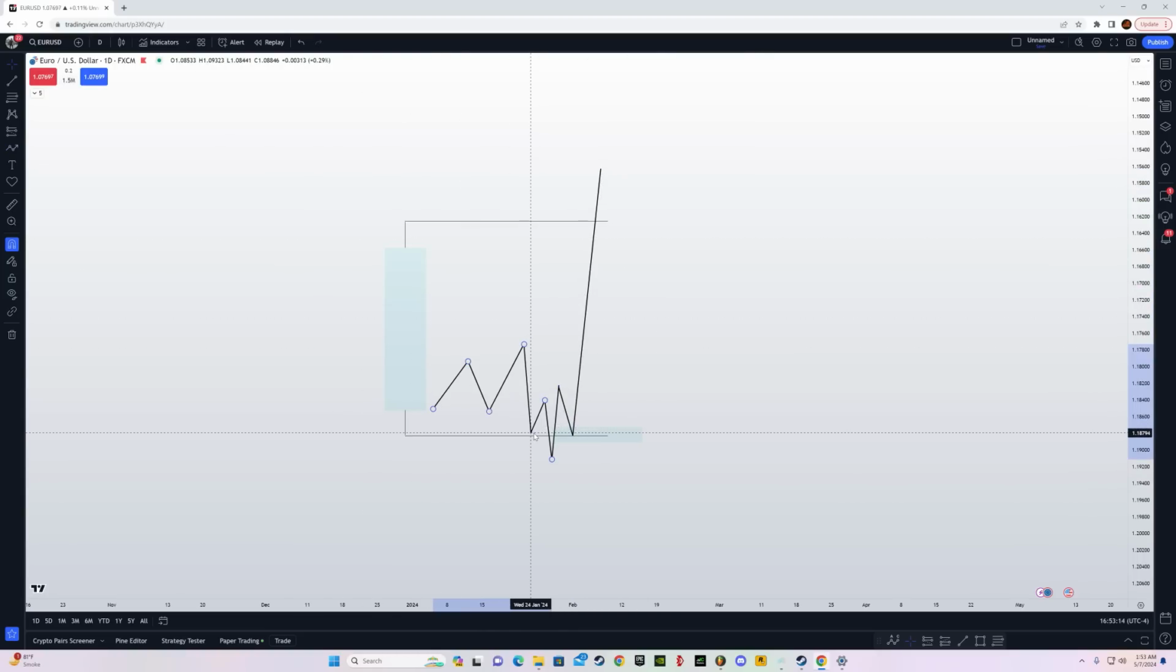In addition, if you want to increase the probabilities even more, look for SMT divergence. Let's assume that on EURUSD we have a lower low, but on GBPUSD we failed to create a lower low. That is extra information. Now let me give you some examples, and then we'll move on to the next chapter.